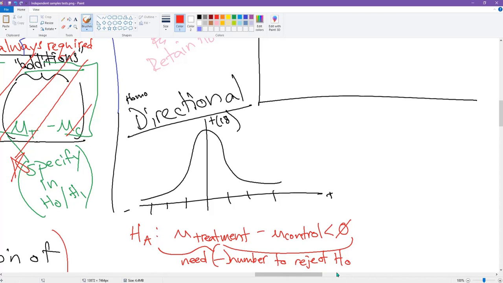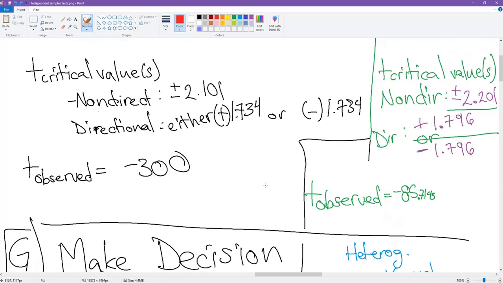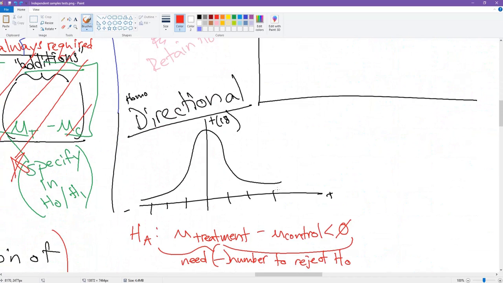Cool, so where would you put your critical value in this case? You would put it on the negative side, and in our case, our critical value is negative 1.734, I think. Anything below this line, negative 1.734, we're going to reject the null hypothesis. And anything above negative 1.734, or even if it's a positive number, oh my goodness, we're just going to retain the null hypothesis.